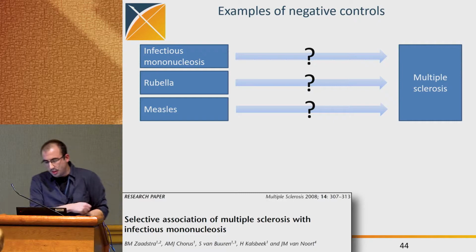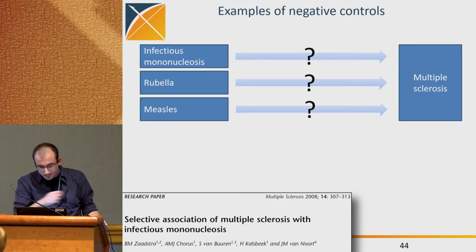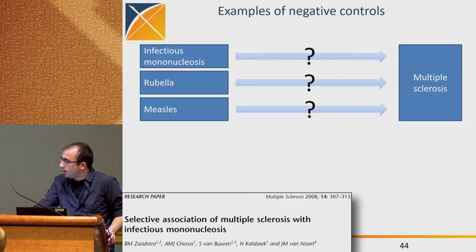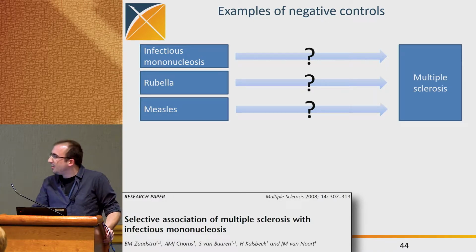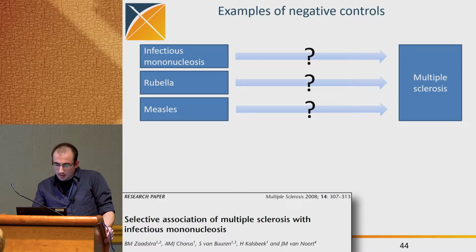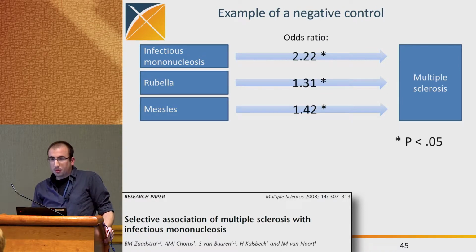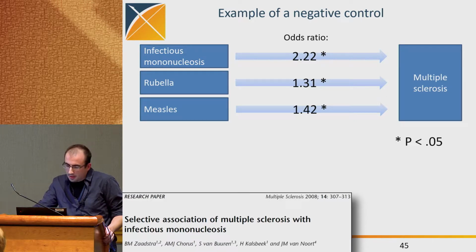So we start with an example of a study that was performed in 2008 when it was trying to assess the association between the effect of infectious mononucleosis, I don't know if I am anyway, on multiple sclerosis. So this was an observational study performed in a Dutch population.